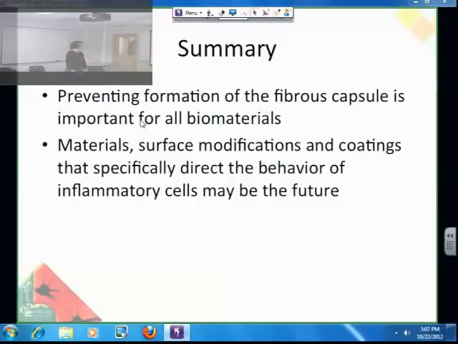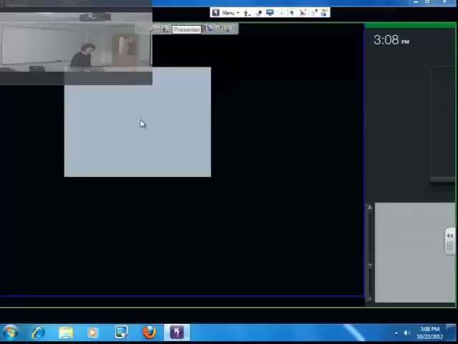So in summary, preventing the formation of the fibrous capsule is a goal that we have for all biomaterials, so that the biomaterials can do what we intend them to do, which is to interact with the body and be a permanent fixture in the body that's accepted by the body. So there's a ton of research right now in materials synthesis and surface modifications and coatings that are intended to direct the behavior of inflammatory cells in order to reduce the fibrous capsule and have better wound healing responses in biomaterials. So that's that. Thank you.